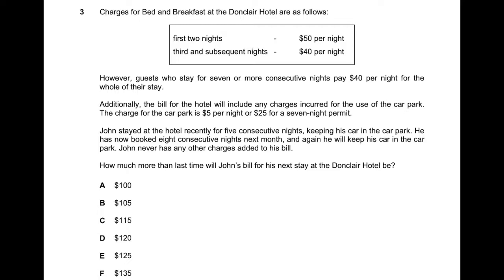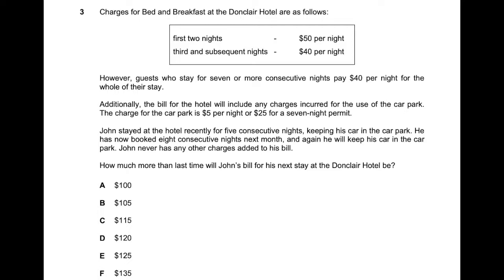John stayed at the hotel recently for 5 consecutive nights, keeping his car in the car park. He has now booked 8 consecutive nights next month, and again he will keep his car in the car park. John never has any other charges added to his bill. How much more than last time will John's bill for his next stay at the Dongkleur Hotel be? The correct answer is B because of the following.